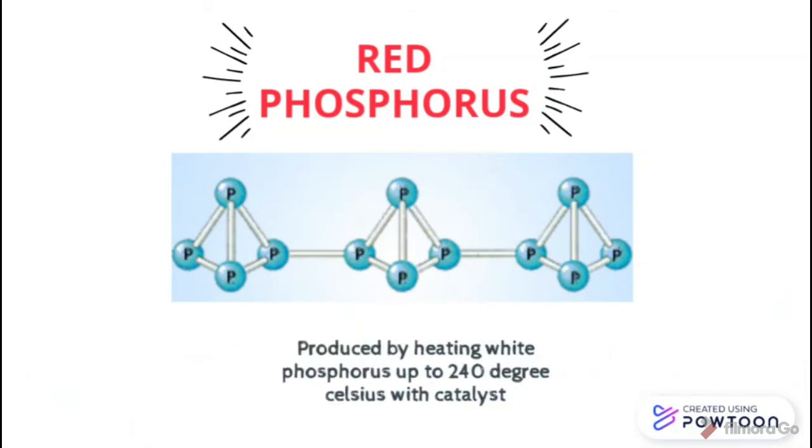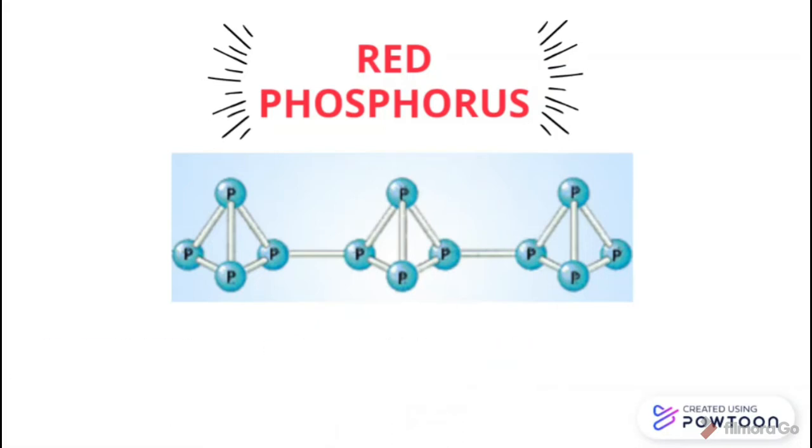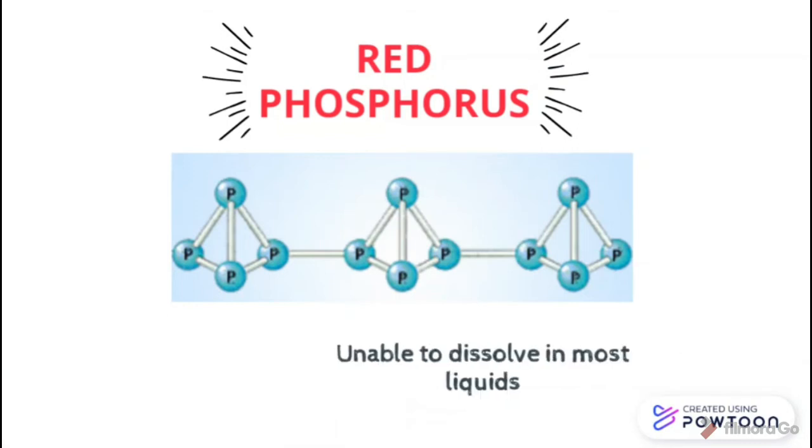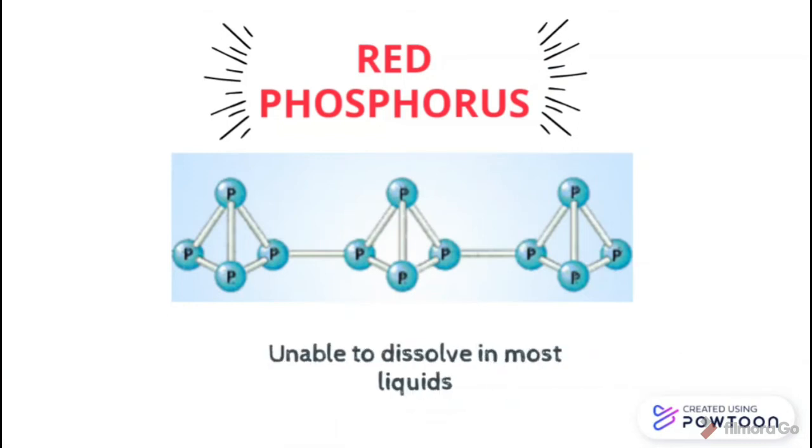The first physical property of red phosphorus is that it can be produced by heating white phosphorus up to 240 degrees Celsius with a catalyst. The density of red phosphorus is 2.34 grams per centimeter cube. Red phosphorus is also unable to dissolve in most liquids.